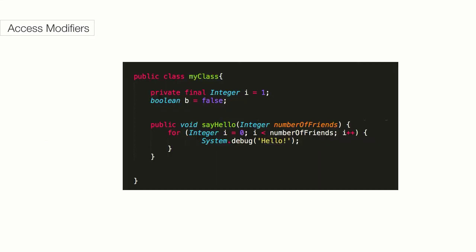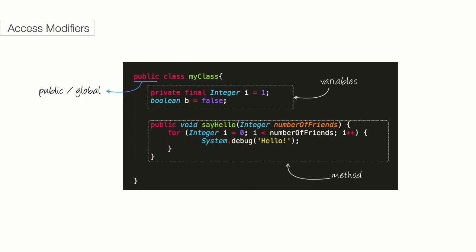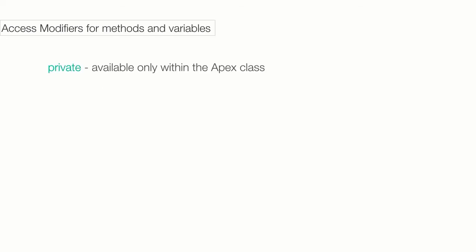We just talked about access modifiers for Apex classes. They can be public or global. A class can also have variables and methods. You can define access modifiers for these methods and variables too. They can be private, protected, public, or global. Let me briefly talk about these different access modifiers.